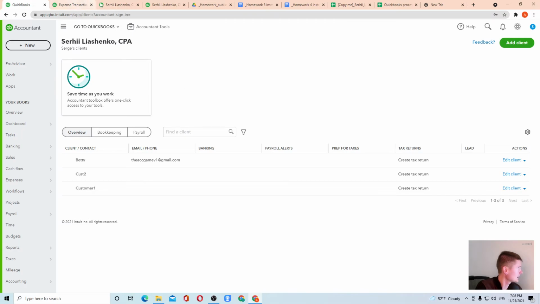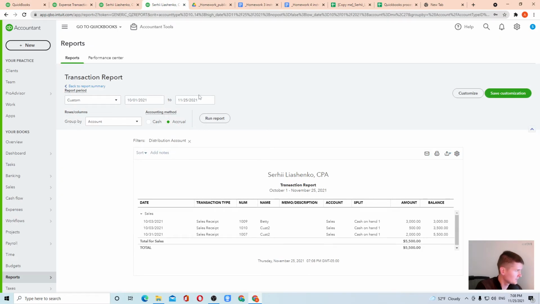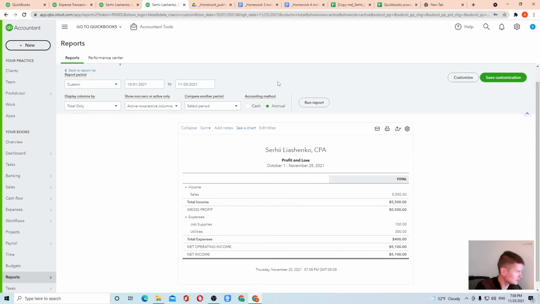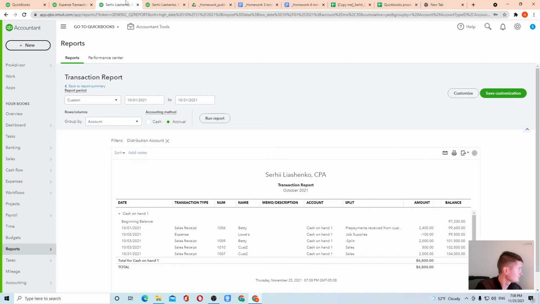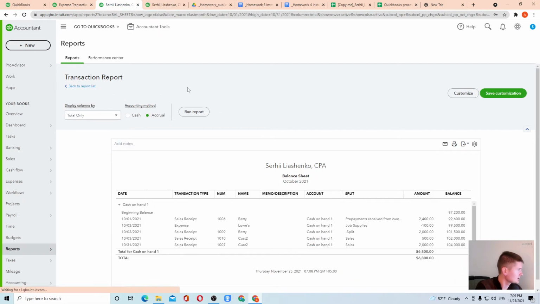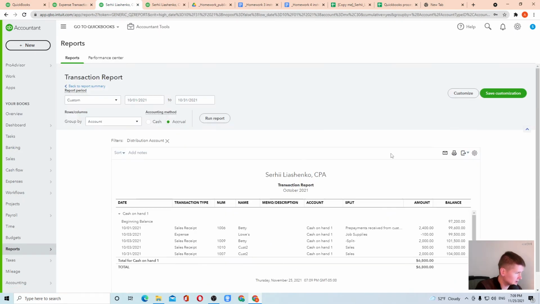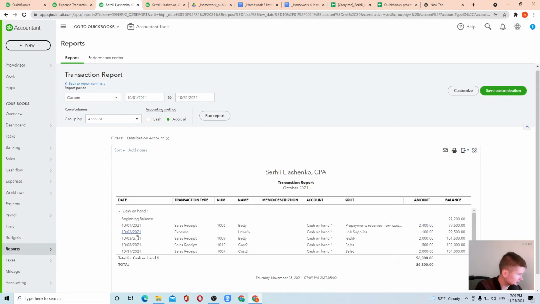Okay, now let's take a look at our transactions. So we have job supplies, $100 here. Here it is. And on the balance sheet, we spent 100 cash. Here it is, minus 100 cash.